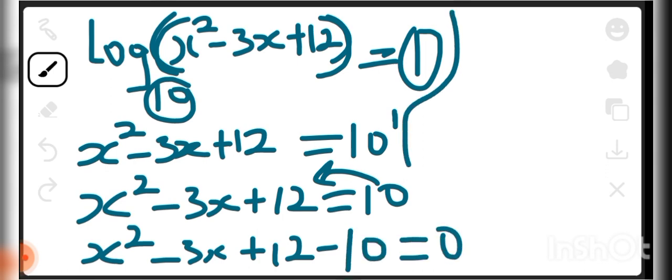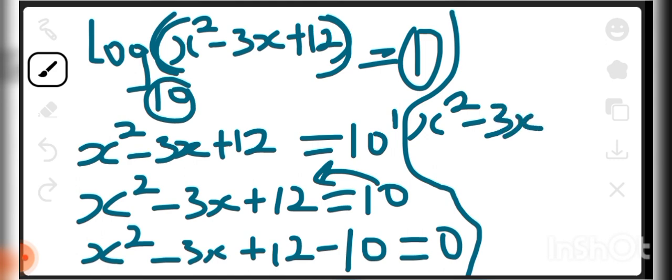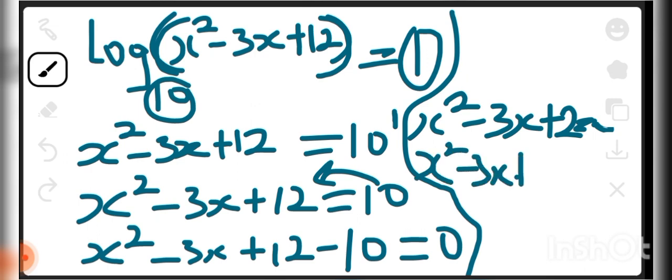So we're having s square minus 3x, 12 minus 10, that is plus 2, equal to 0. S square minus 3x plus 2 equal to 0. So let's clean the board down so that we can solve this quadratic equation.